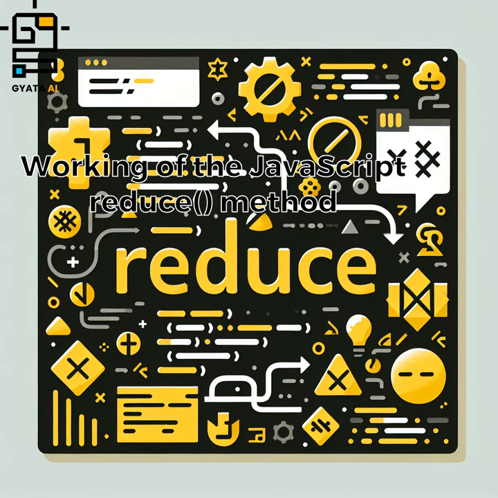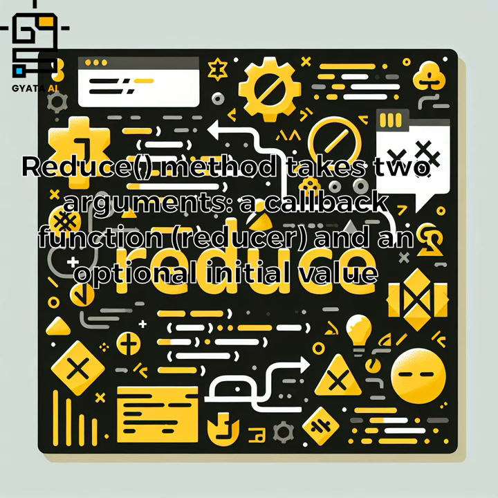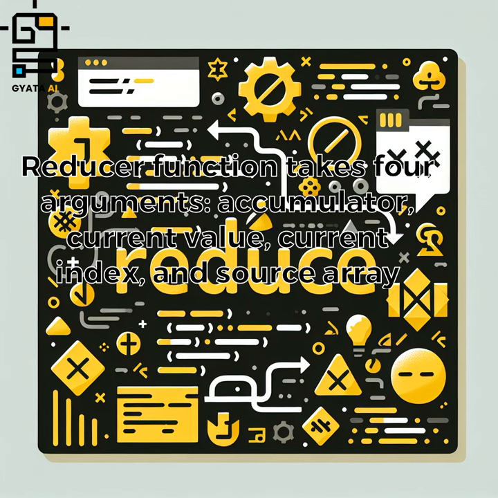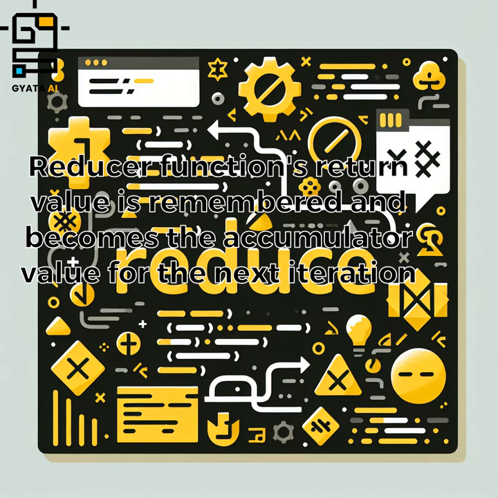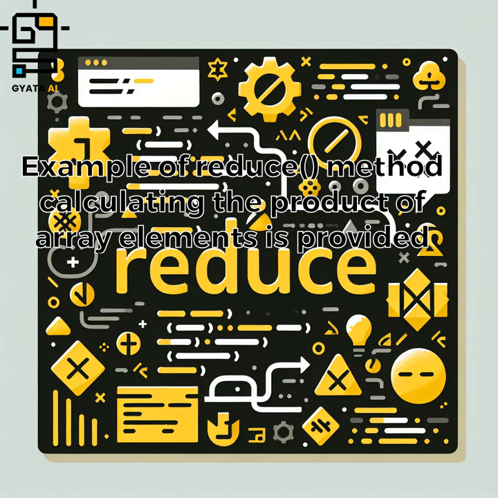Working of the JavaScript reduce method. The reduce method takes two arguments: a callback function, the reducer, and an optional initial value. The reducer function takes four arguments: accumulator, current value, current index, and source array. The reducer function's return value is remembered and becomes the accumulator value for the next iteration. An example of the reduce method calculating the product of array elements is provided.